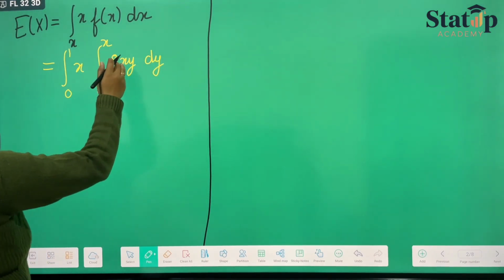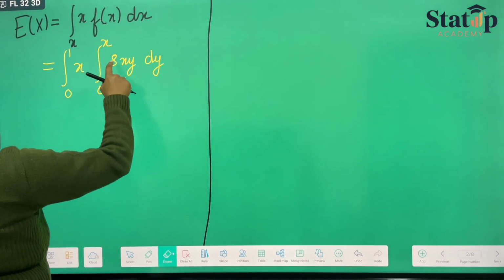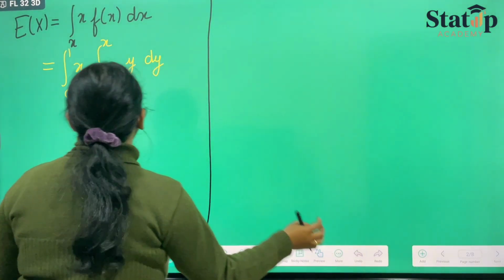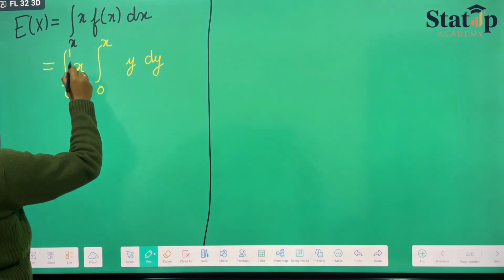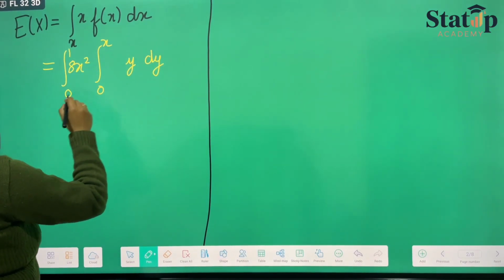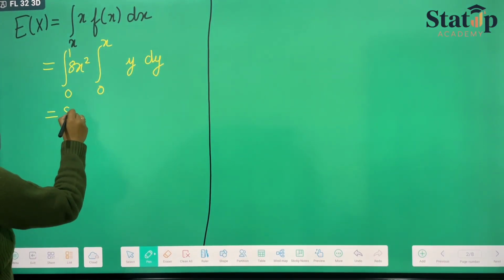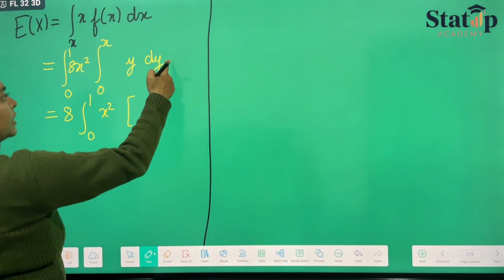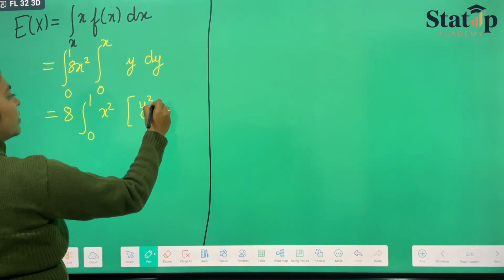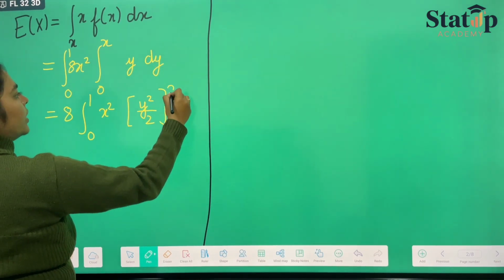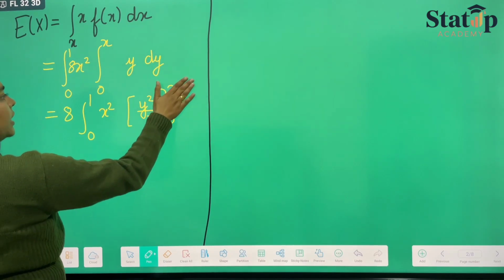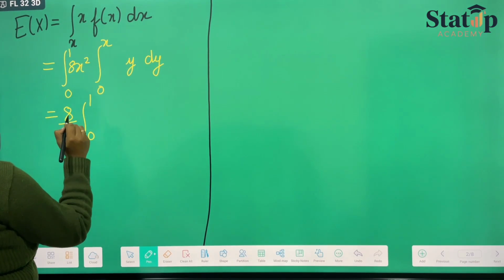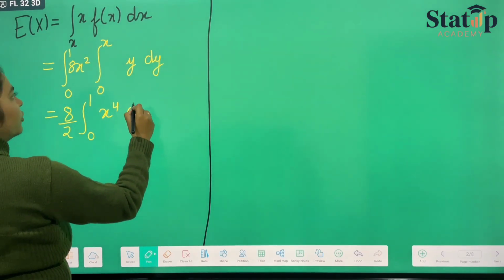Right? Now, instead of writing 8x inside, we can take it outside because it is only integration over y. So we can put it like this: 8 integration 0 to 1 of x, and y, if integrated, will be y square by 2. Now with the limit 0 and x, if we put the limits, we'll be getting x square by 2, and we can directly substitute it. The 2 will come outside, and it will be x raised to the power 4 dx.